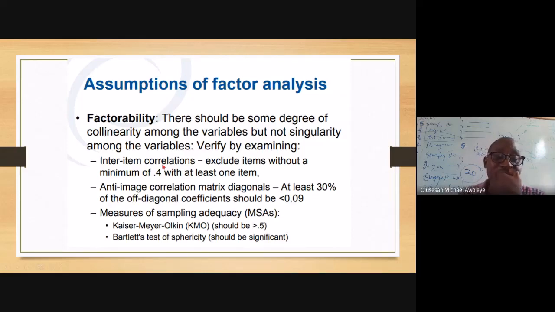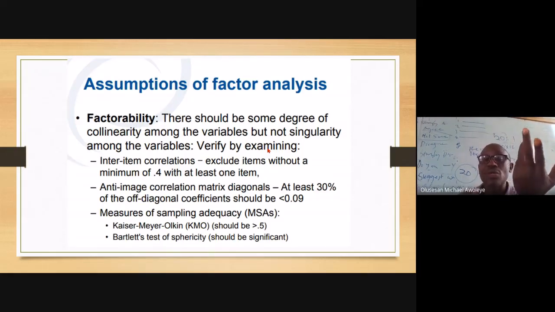Then anti-image correlation matrix diagnosis. You can't see this figure offhand until you carry out your factor analysis using your tools. That's when you can then see the anti-image correlation matrix. But it's giving you a threshold here that at least 30% of the off-diagonal coefficients should be less than 0.09. When you run your factor analysis, you'll begin to see all of this. But if you note this threshold, then you will have been equipped before you get there.